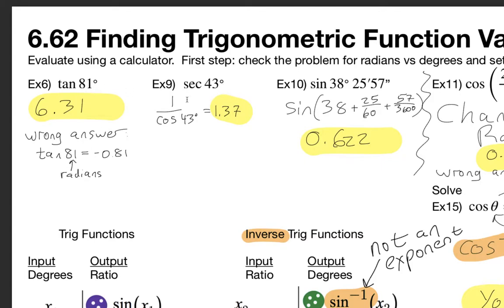I see degrees here. The secant of 43 degrees is 1 over the cosine of 43. That's how you type it in. If your calculator is like Desmos, you can actually type in SEC and it knows it's a secant function. But most calculators don't have a secant function button. So you have to take 1 and divide it by cosine of 43 degrees, and that's 1.37.